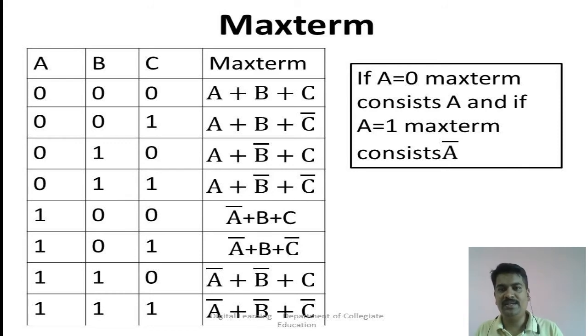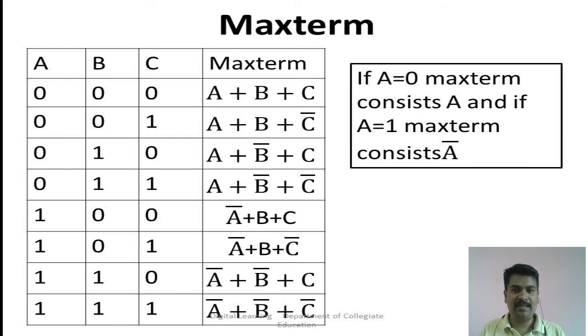So this is the combination 0 0 0, all are 0. If zeros, write it as it is. So A plus B plus C. Be careful, it is sum, not the product. This max term is a sum term. A plus B plus C. Look at the second combination 0 0 1.